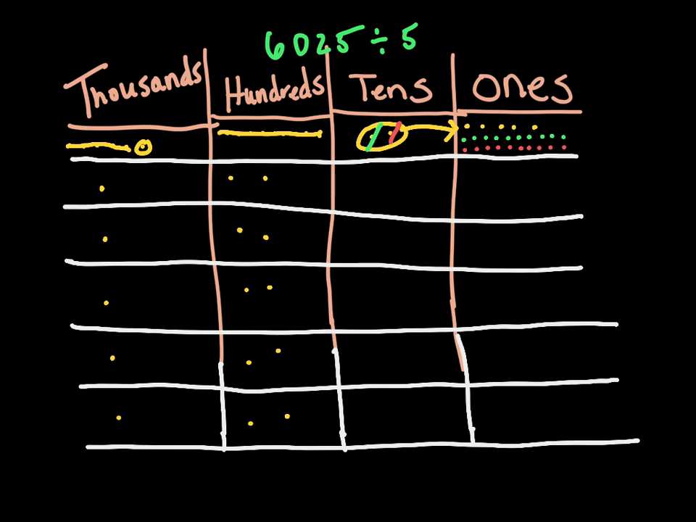So let's start placing them. 1, 2, 3, 4, 5, 6, 7, 8, 9, 10, 11, 12, 13, 14, 15, 16, 17, 18, 19, 20, 21, 22, 23, 24, 25. All right, so there we go. We placed all of our discs for the ones.